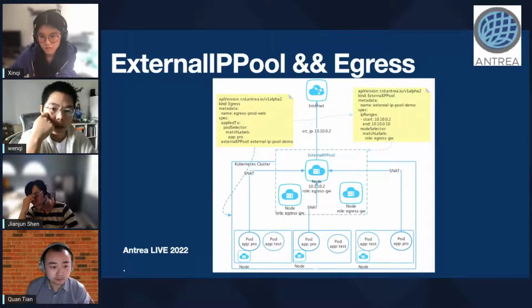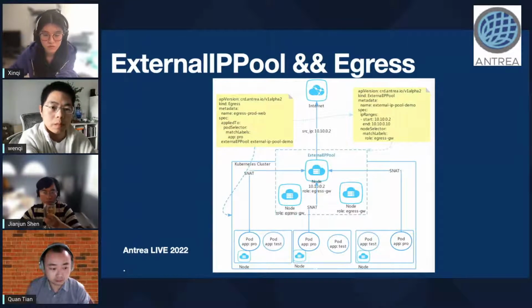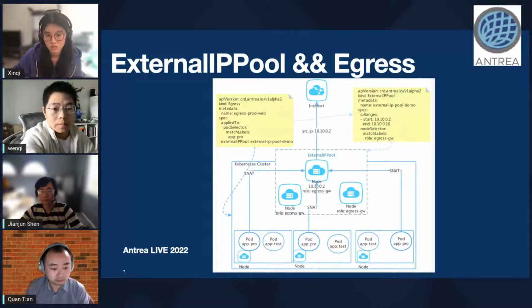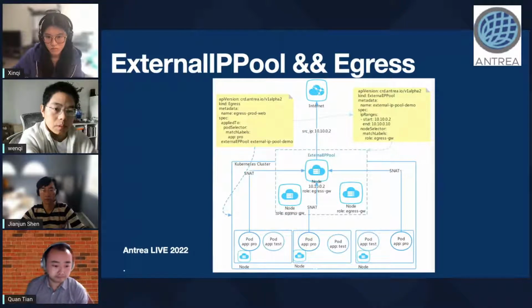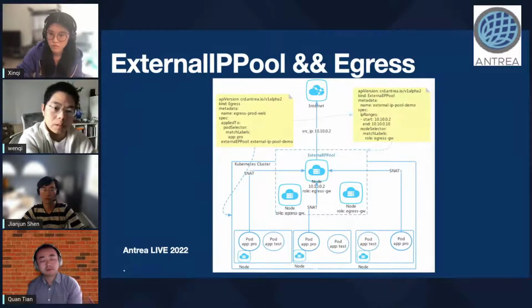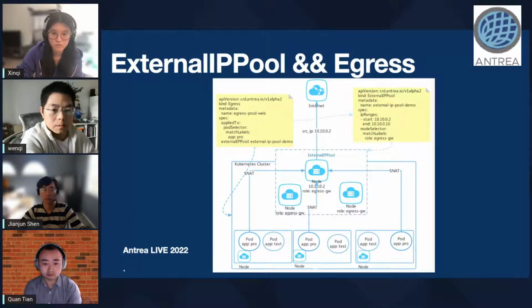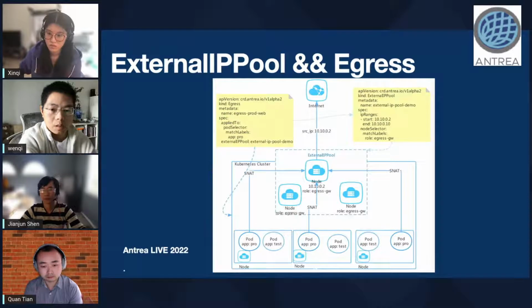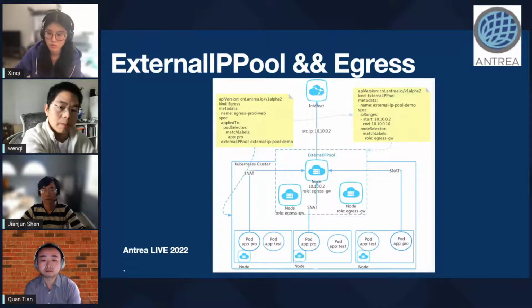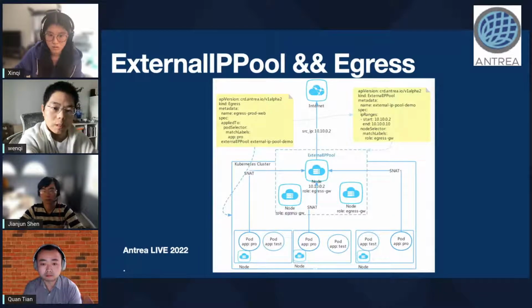If a node was selected as an egress node, it can get an egress IP from the external IP pool. Then the egress resource has an applyTo field, and the pod selector is app equal to pro. So in the cluster, all the pods with a label app equal to pro will be selected, and then the pod traffic to the external network will be assigned an IP by the egress node.